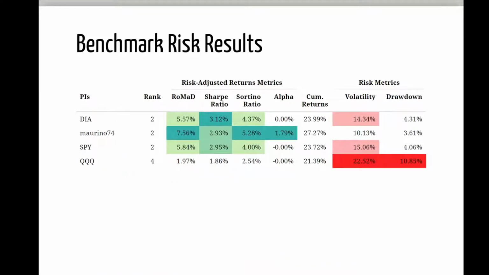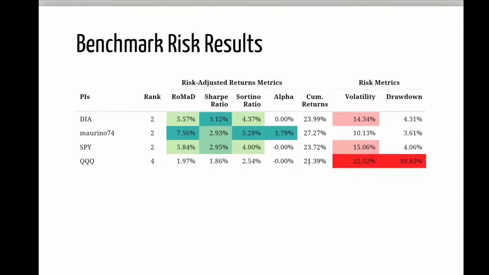And the only guy who makes it through was Marino 74. And even then, if we compare his statistics to the benchmark statistics, in terms of risk-adjusted measures, he's not doing particularly well, right? So in terms of cumulative returns over the last 6 months, he's returned around 27%, which is higher than any of these three benchmarks.